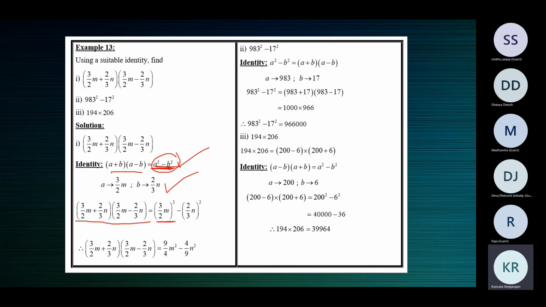So this is a. 3 by 2 m is a square minus this is b, this is b square. Now here down the question comes again, is equal to 3 by 2 into 3 by 2 is 9 by 4 m square minus 2 by 3 into 2 by 3 is 4 by 9. You can check it. How do you do 2 by 3 into 2 by 3? 2 2s are 4, 3 3s are 9. 4 by 9 n square.